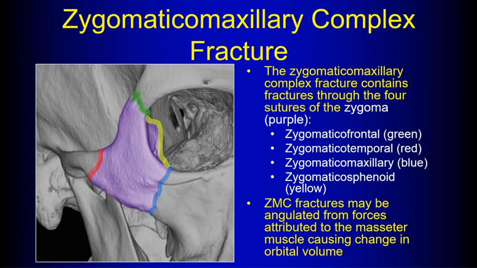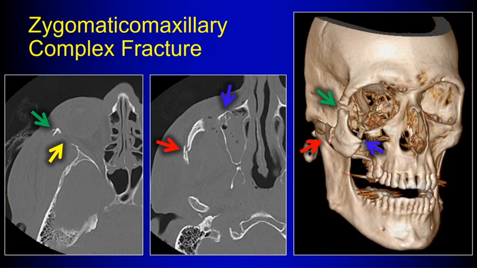So these fractures can be non-displaced, but when they are displaced can be either angulated or pulled down by the masseter muscle, and this can change the orbital volume, resulting in either exophthalmos or enophthalmos. So this is an example of a ZMC fracture. You see the fractures through all sutures of the zygoma, and on the 3D image on the right, you see that the zygoma is actually inferiorly displaced, which has resulted in an increase in the orbital volume, which will result in enophthalmos.